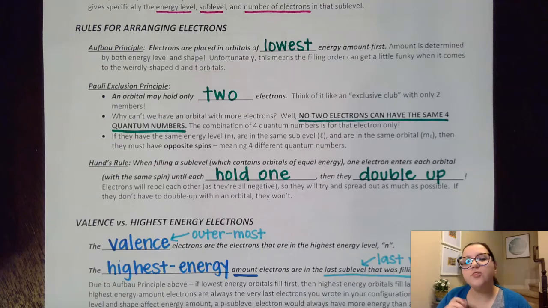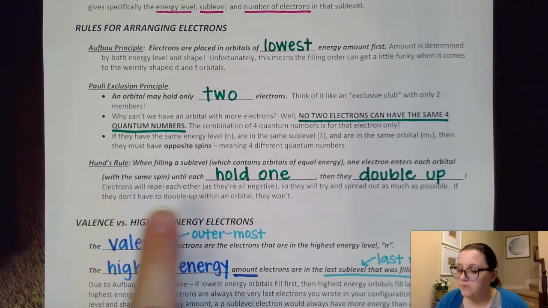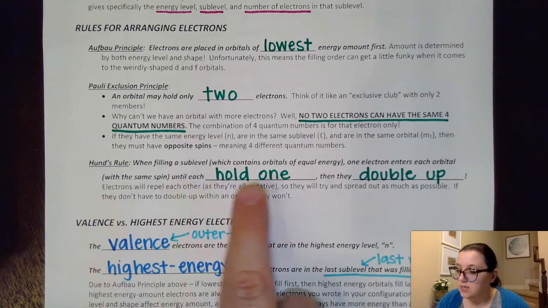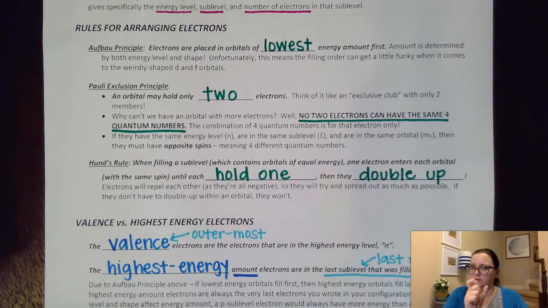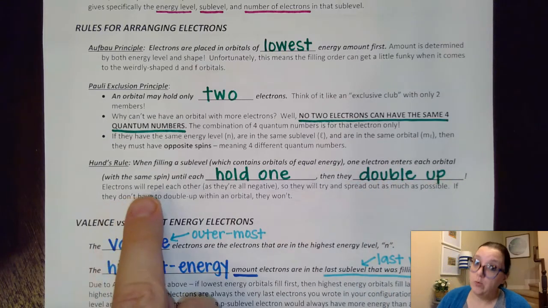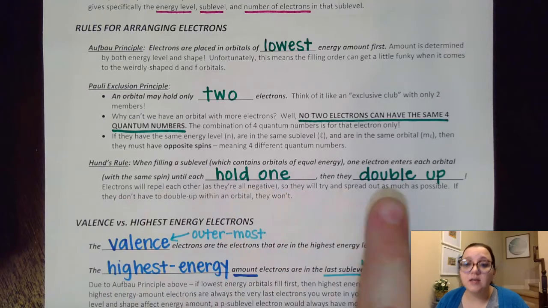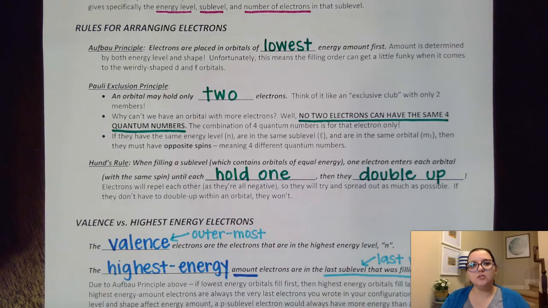Okay. The third rule is something called Hund's rule. This states that when filling a sublevel, which contains orbitals of equal energy, so like if you're filling up 2p and there's 3 of those orbitals there, only one electron can enter each orbital with the same spin until each holds 1, and then they can double up.